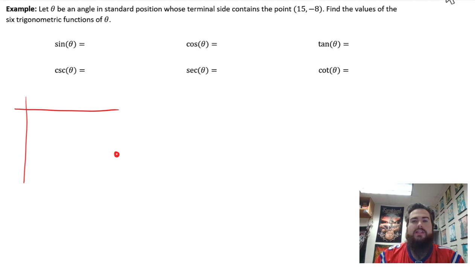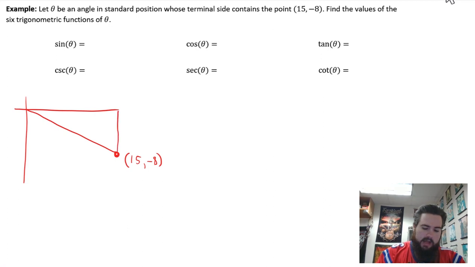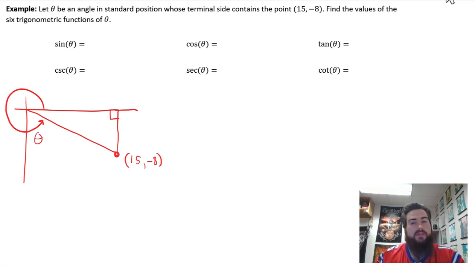I want to relate this still to a right triangle. So what I will do is draw a diagonal from the origin out to this point (15, -8). And then I will draw a right triangle up to the x-axis specifically. This represents the angle measure that we are working with, theta, which would be the standard position rotation from the positive x-axis. This would be theta.